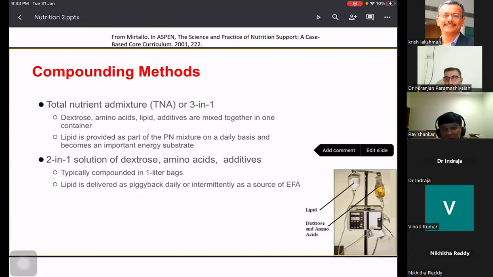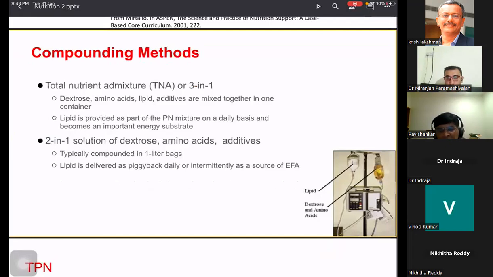In total nutrient admixture, we provide the required calories in three forms: dextrose, carbohydrates, proteins, and fats. And in a 2-in-1 solution, we provide dextrose and amino acids together, and lipids, if required, in a separate piggyback or intermittently, as a required source for essential fatty acids.